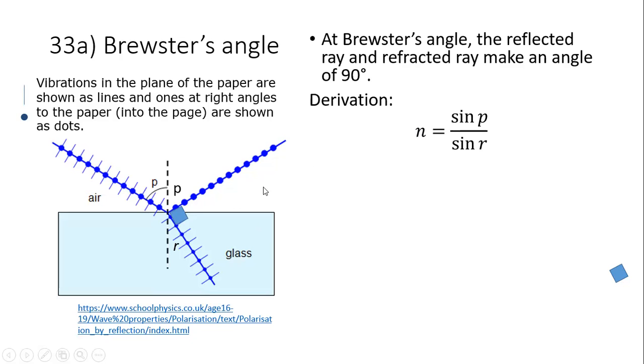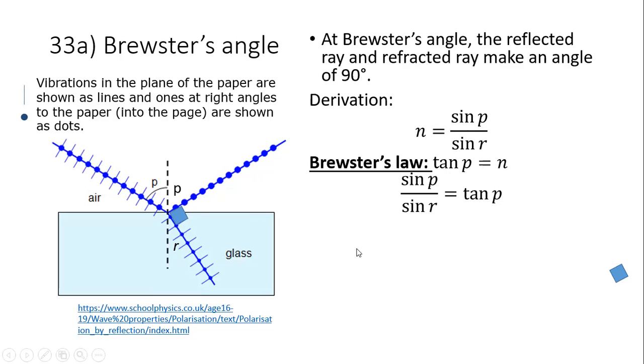Our refractive index. So we take the angle of incidence, sin P over sin R. And then Brewster's law tells us tan P equals n. So now we can replace these two as they are equal. Sin P over sin R equals tan P. Tan P we can replace with sine and cosine, so it's sin P over cos P. Sin P and sin P can cancel off.